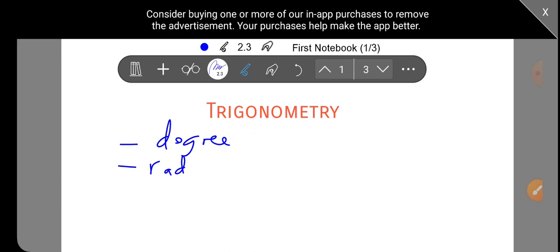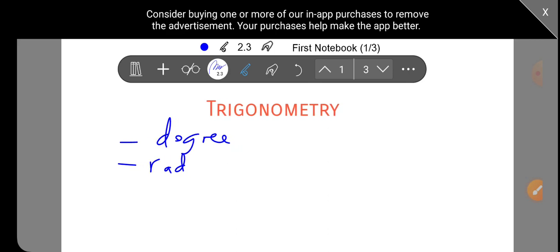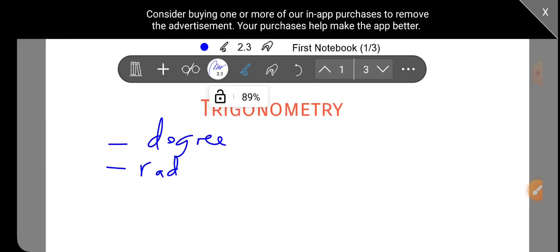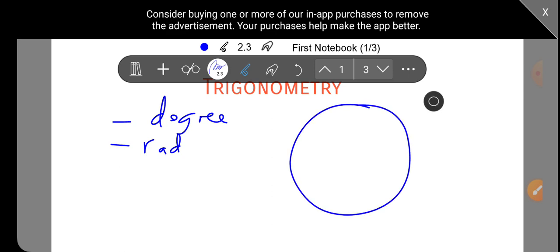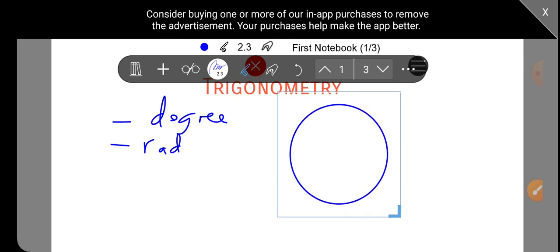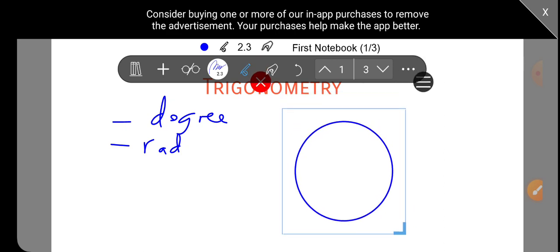But before we get to these, we need to understand the relationship. An angle is closely related to the circle, the circumference and everything. Let's start with a unity circle. What do we mean by a unity circle? It's a circle with radius 1.